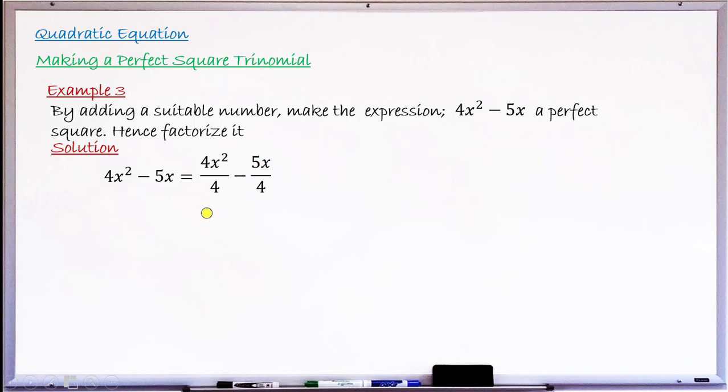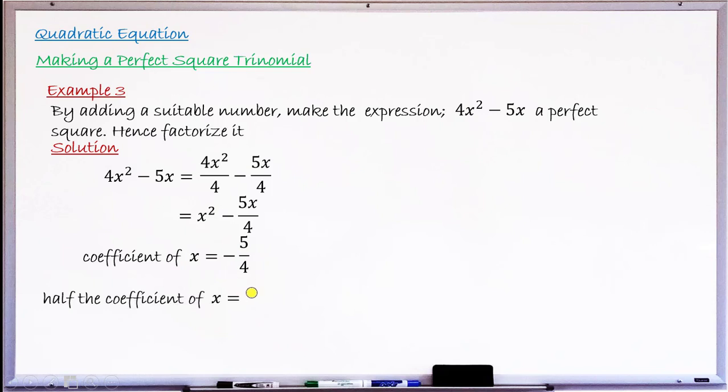After this division, if done correctly, you now have x squared minus 5x all over 4. What I'm going to do next is to identify the coefficient of the lettered term, which in this case is minus 5 over 4. Let me write it: the coefficient of x is minus 5 over 4. Next I'm going to find half of it, that is, divide it by 2. So half of that very coefficient is going to be minus 5 over 8. That is, I multiply 5 over 4 by another fraction, 1 over 2.